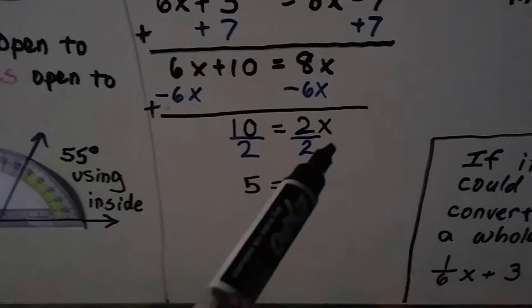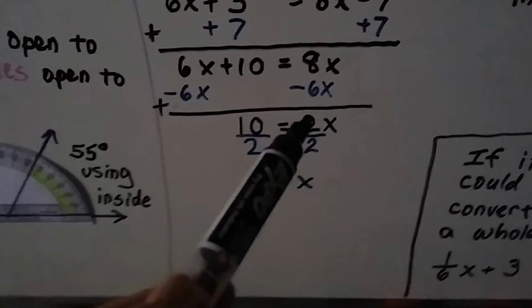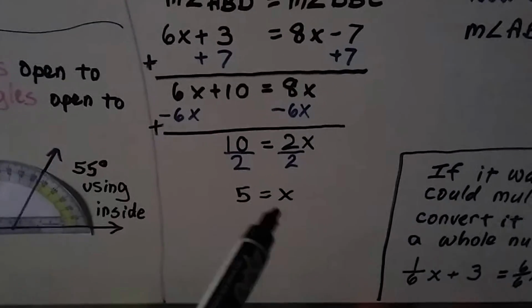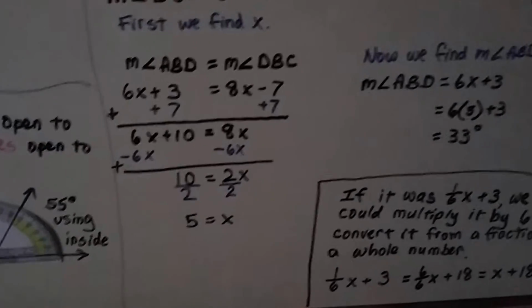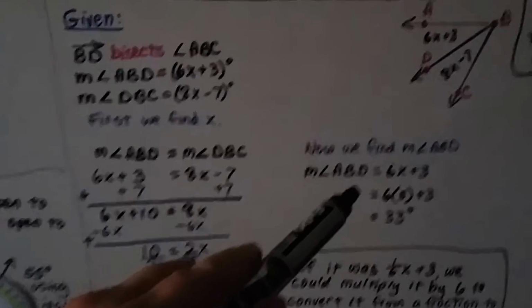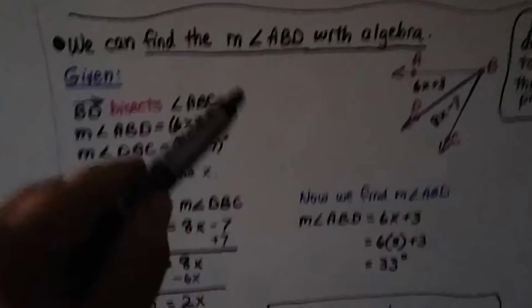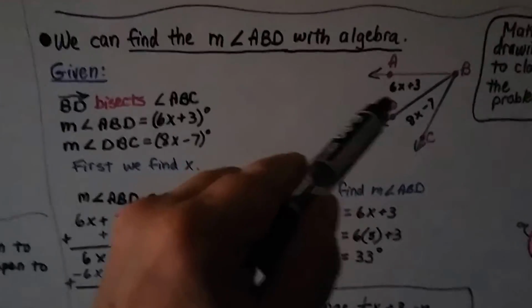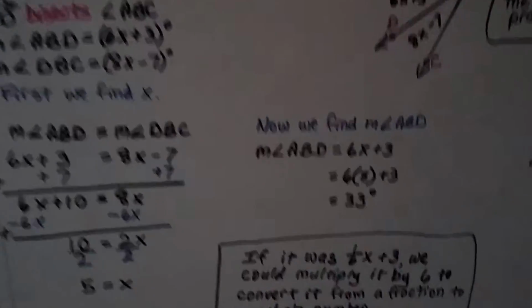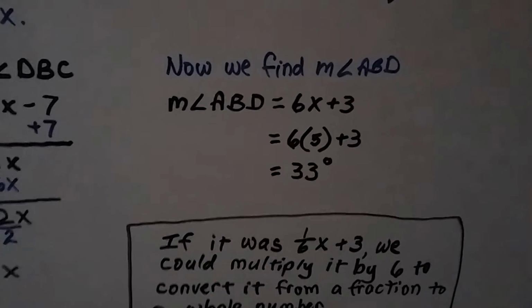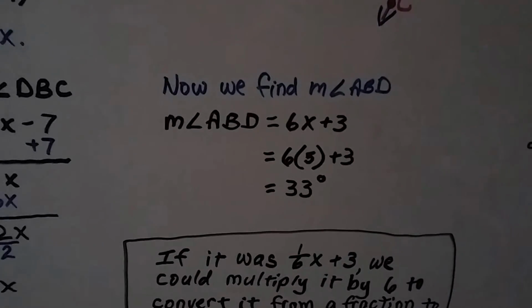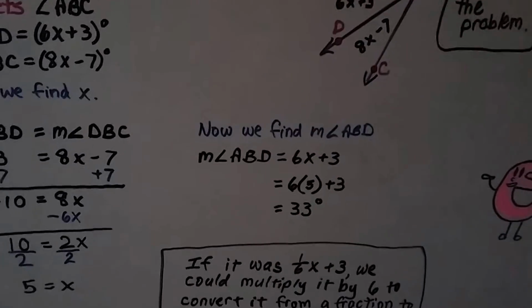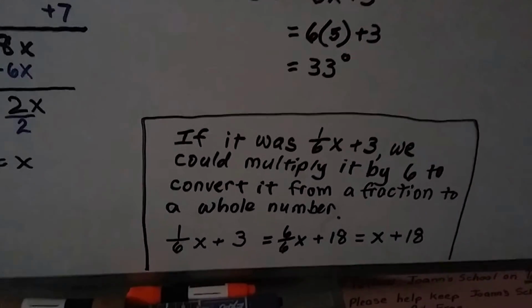We divide both sides of the equation by this coefficient 2. That makes a 1x. So we have just x here. And 10 divided by 2 is 5. We know 5 equals x. Now, knowing 5 equals x, we can plug that in to one of these expressions and find the measure of ABD. So it says it's 6x plus 3, but it wants its degrees. The measure of ABD equals 6x plus 3. If x equals 5, we have 6 times 5 plus 3. It's 33 degrees. See?